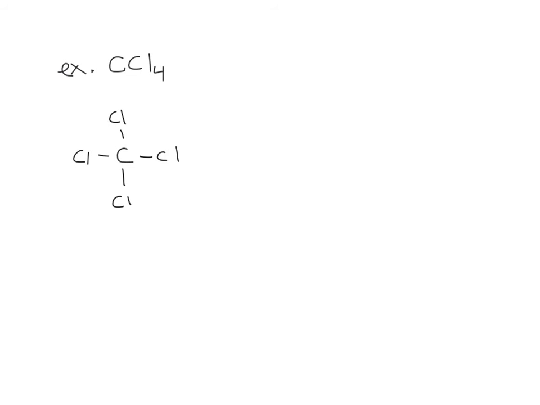Now we calculate electronegativity difference. The electronegativity value for carbon from the periodic table is 2.5. And for chlorine, from the periodic table, is 3.0. So our electronegativity difference is 3.0 subtract 2.5 equals 0.5. So that's greater than 0.4. So we know we have a polar bond. So we've met one of the two criteria for a polar molecule.